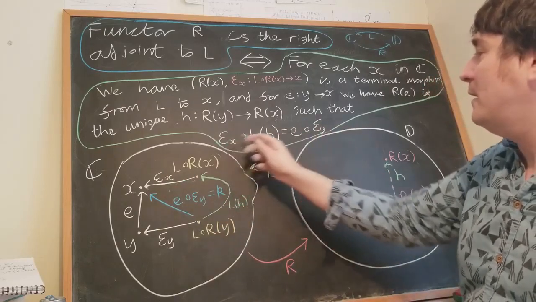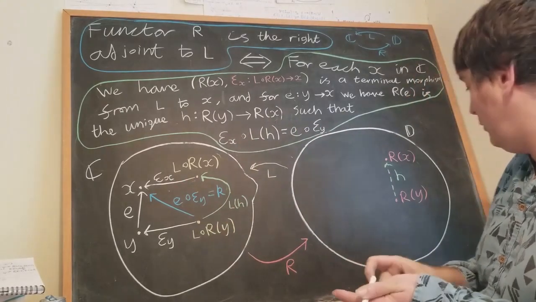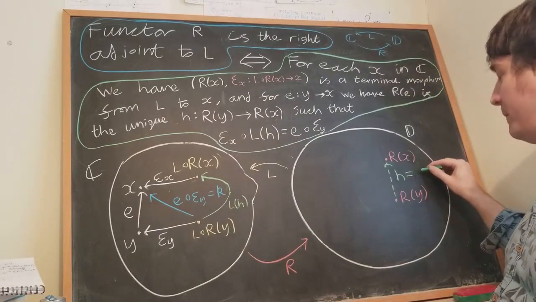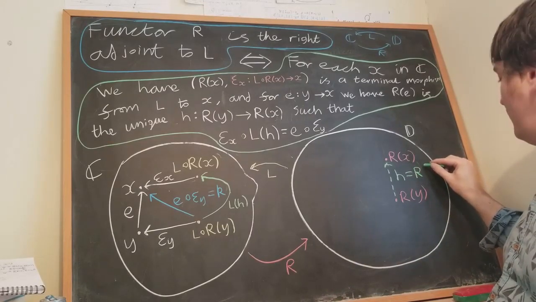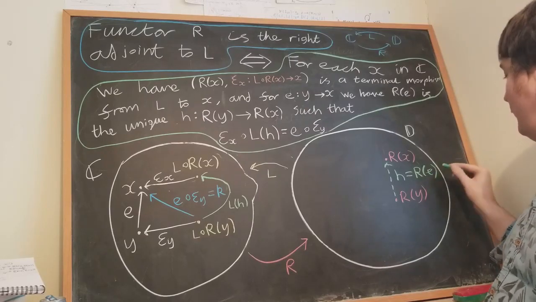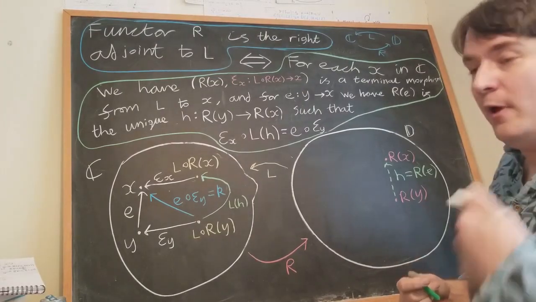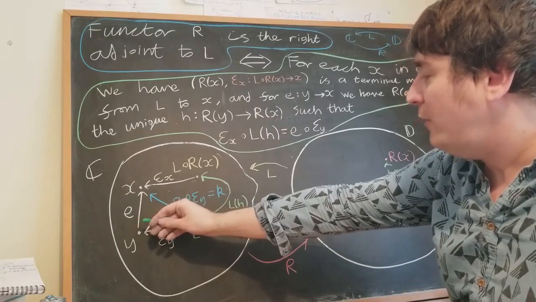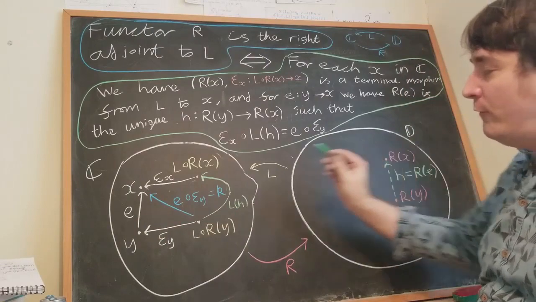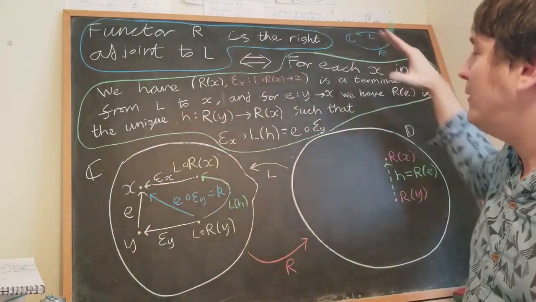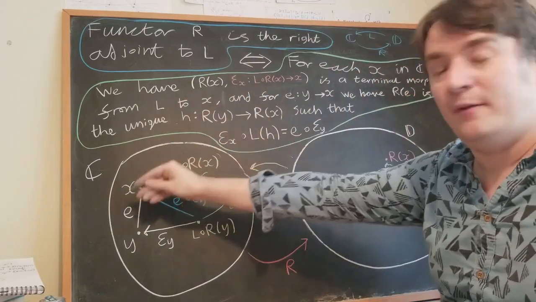That's exactly this statement here, okay? And what do we do? Well, we just call this H, R of E, okay? So all we're doing is setting up our functor so that it's going to send E to this unique arrow that we know we have to have in D, because of E's presence and the fact that we have a terminal morphism from L to every object in C.